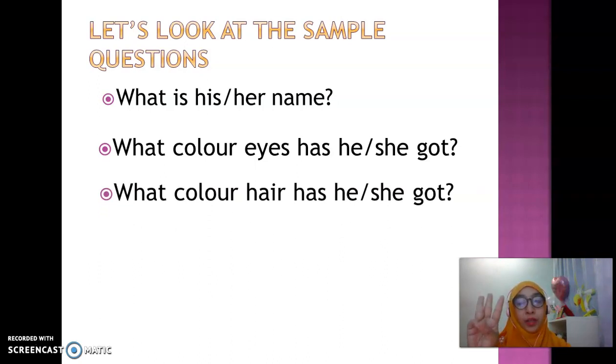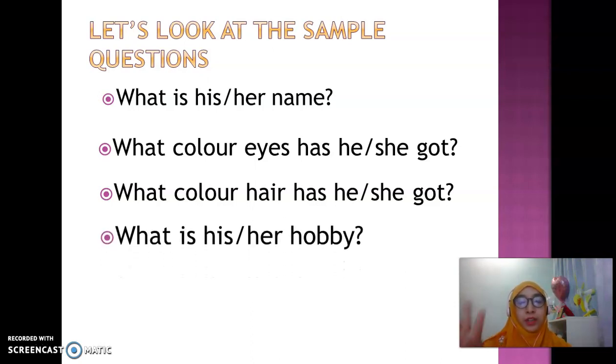Question number three. What color hair has he or she got? That's question number three. Question number four. What is his or her hobby?